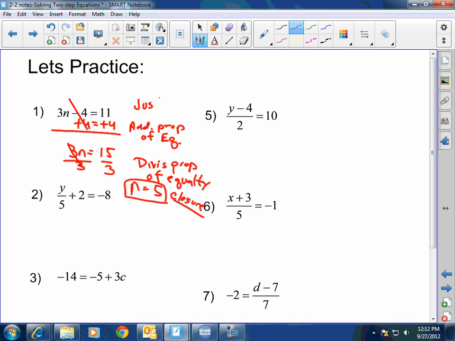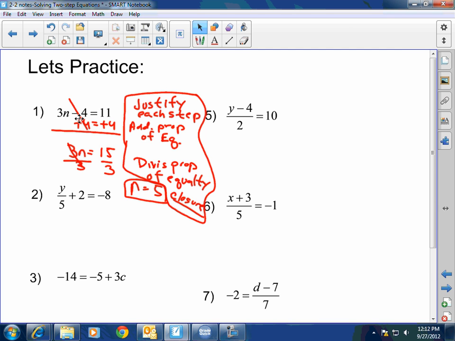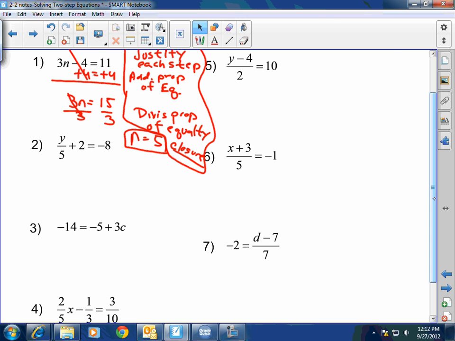If they say justify each step, that's what I'm talking about. Justify each step, it's right there. Okay? So now, I don't have to justify all of these, but I do want to go over them and make sure we solve them correctly, all right? Because these are two-step equations. Okay, I have y divided by 5 plus 2 equals negative 8. Talk to me, somebody. Yes, sir.